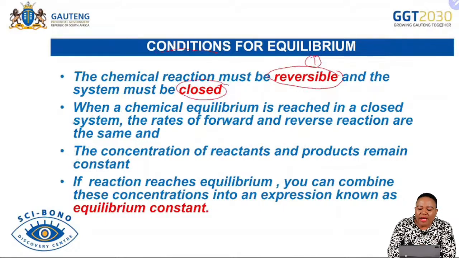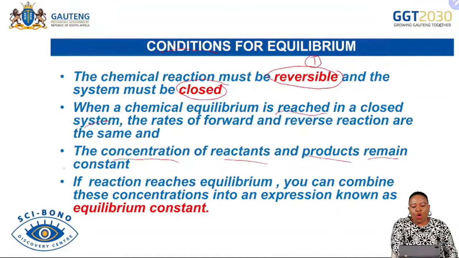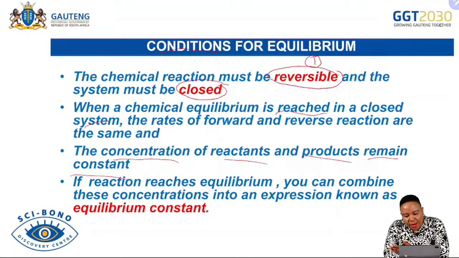Now, when chemical equilibrium is reached in a closed system, the rate of the forward reaction and the rate of the reverse reaction are now the same, and the concentration of the reactants and the products remain constant. When we say the concentration remains constant, we mean the concentration of the reactants and the products will not change. So that is why during chemical equilibrium we represent it with a horizontal line, because the number of moles or the concentration or the mass of the product and the reactant will remain constant.